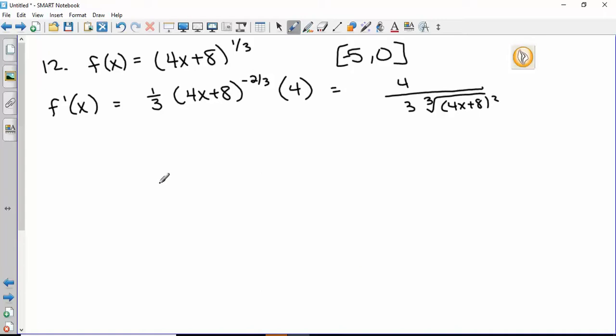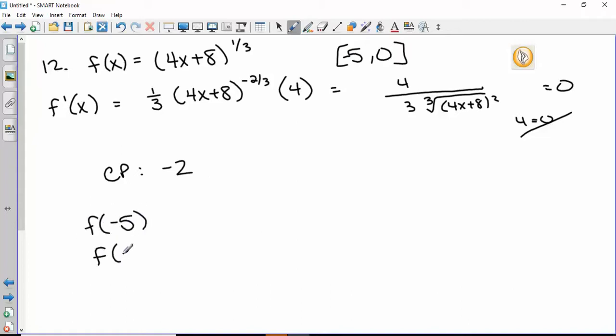Critical points are where this derivative is 0 or undefined. If you set this thing equal to 0, you would multiply the bottom over and you get 4 equals 0. Does that happen? No. If it's undefined, the denominator is 0. What would make that denominator equal 0? -2. So my only critical point is at -2. That is in my interval. So for my absolute max and min, I have to test all 3, both endpoints and my critical point.